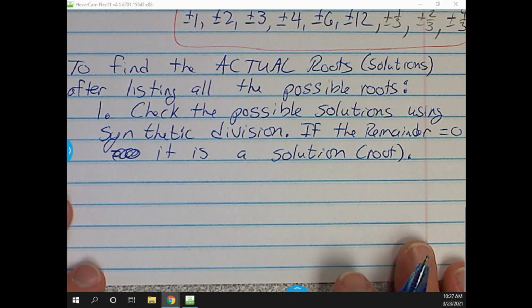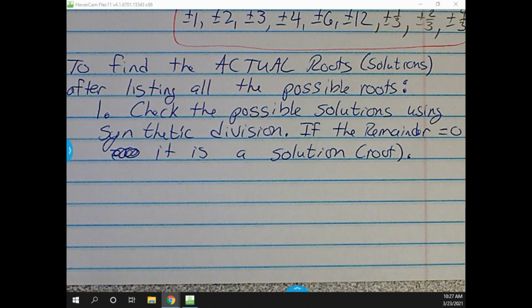Okay, and that's what we said yesterday when we were talking about synthetic division: if it equals 0, then it was a factor. Then if it was a factor, it was also a solution. So that's where we're going with this today. We're going to do synthetic division, and as soon as we find one that equals 0, then we've got an answer that's going to work for this thing.